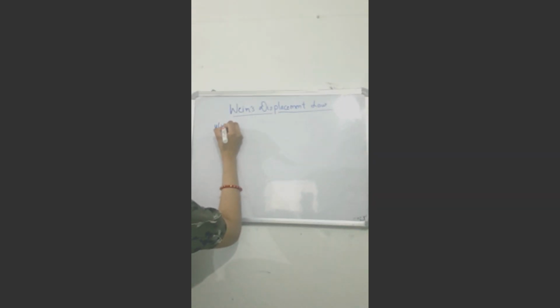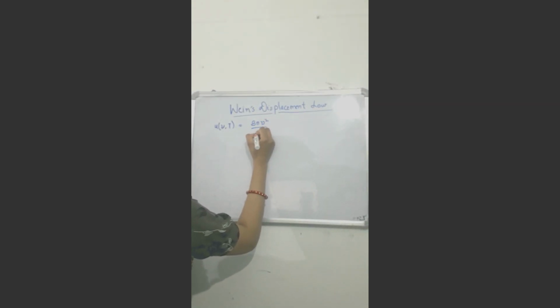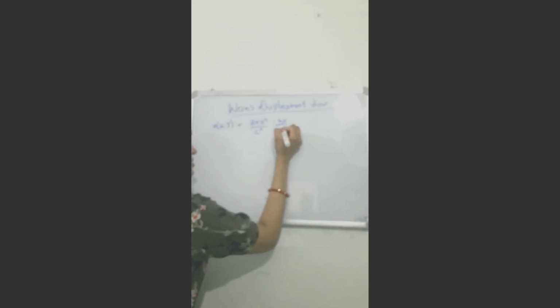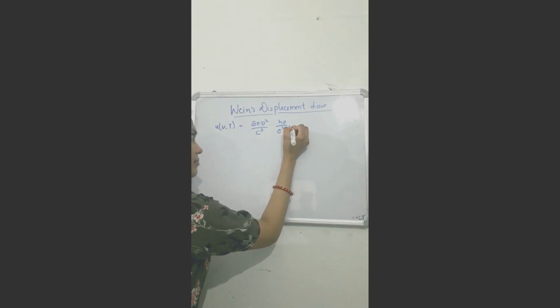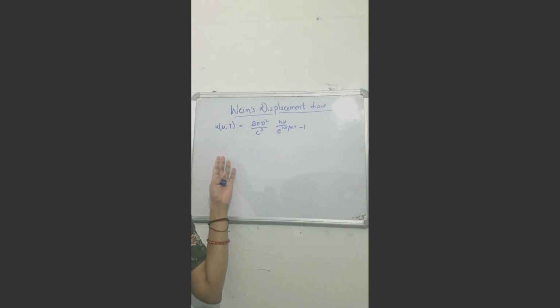So Planck's radiation formula is u(ν,T) = 8πν² / c³ · hν / (e^(hν/kT) − 1). This is Planck's distribution law, or Planck's radiation formula.